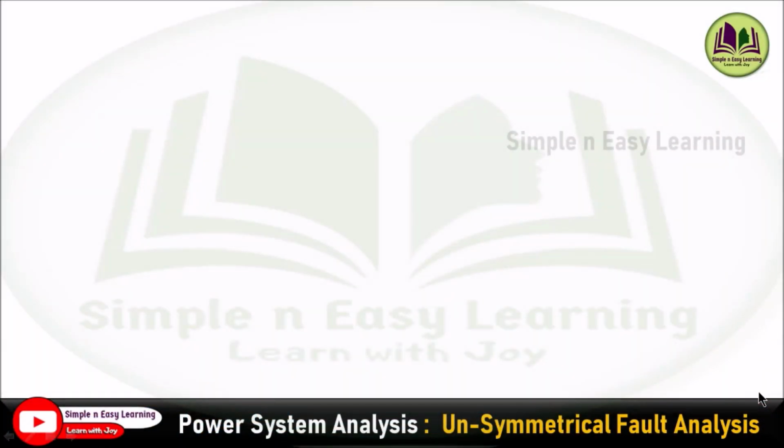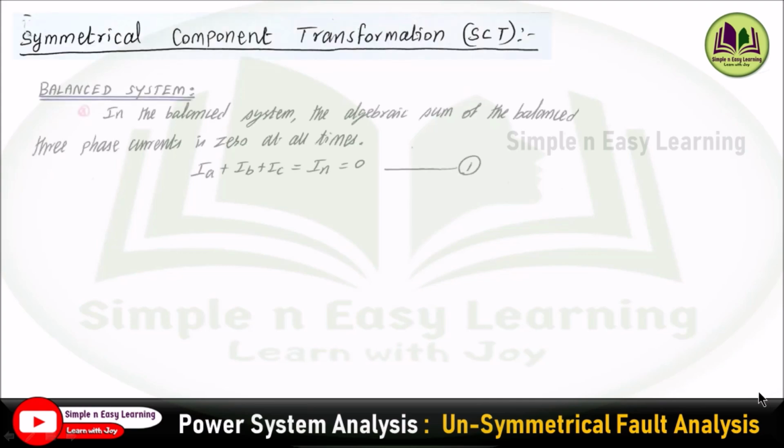Unsymmetrical fault analysis. Under that, today we are going to discuss symmetrical component transformation. For that, first consider the balanced system. In the balanced system, the algebraic sum of all the balanced three-phase currents is 0 at all times. That is IA plus IB plus IC, that is equal to neutral current IN, and that is equal to 0.